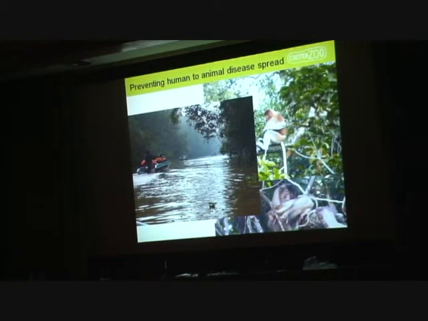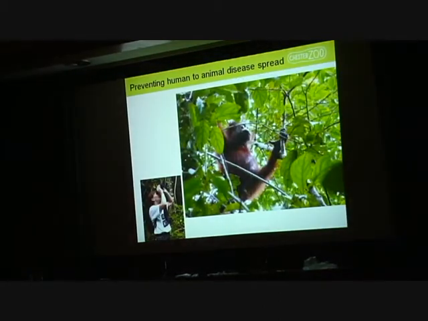Preventing human to animal disease spread in areas of ecotourism. This is the tributary of the Kinabatangan River in Sabah in Malaysian Borneo. Here you have proboscis monkeys and macaque monkeys, and it's like a Disney ride. There are many, many people in boats coming here, and there are interactions between the wildlife and members of the public. How do you try and prevent disease transmission in that situation?